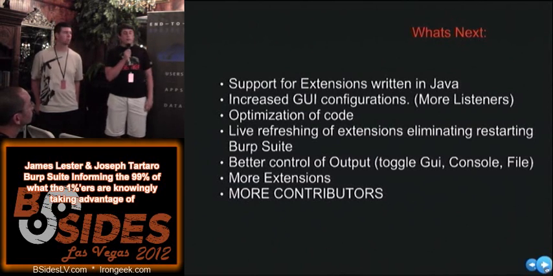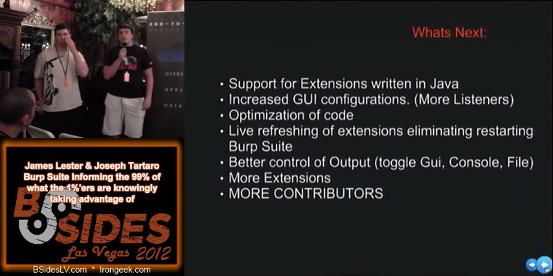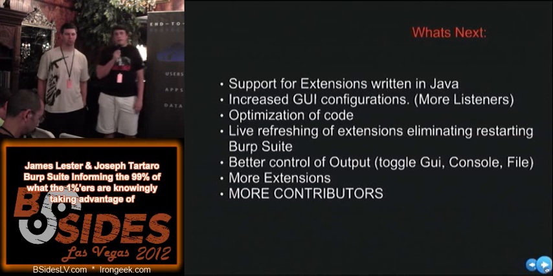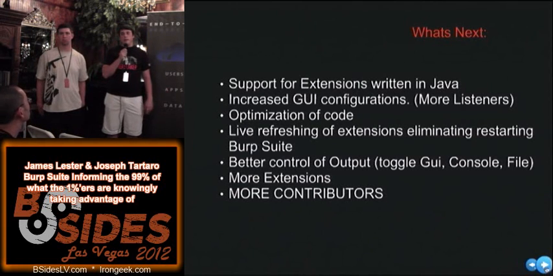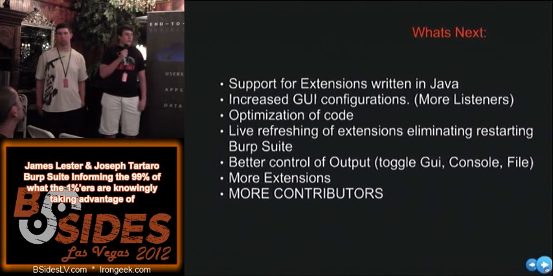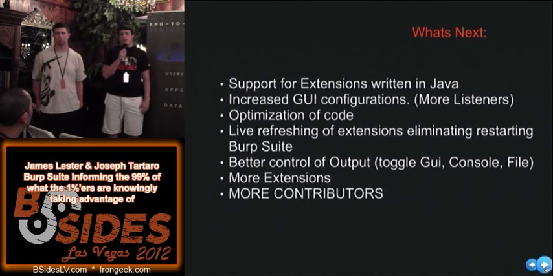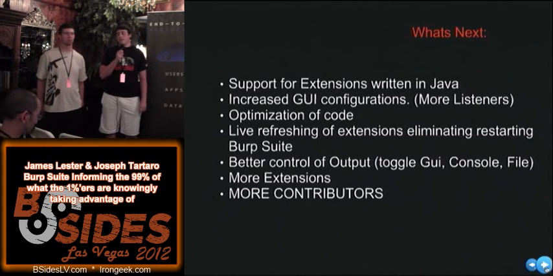And then obviously more extensions and more contributors. The whole idea is we look at something like Metasploit, and the community took it and ran with it, and it's obviously doing great. Nmap's scripting engine, people are just writing scripts for it. It's running great. Burp's had extensibility for like 2 years or something, and there's maybe 4 extensions you can find on the internet. It just doesn't make sense, you know?